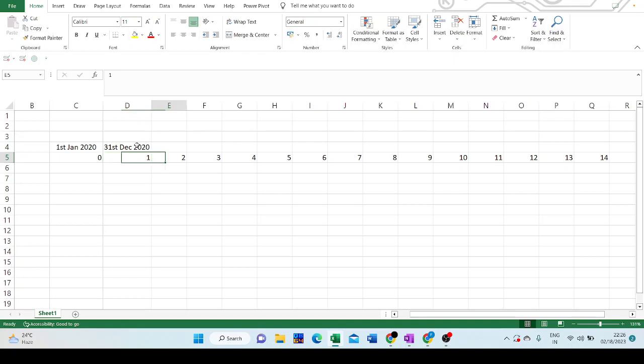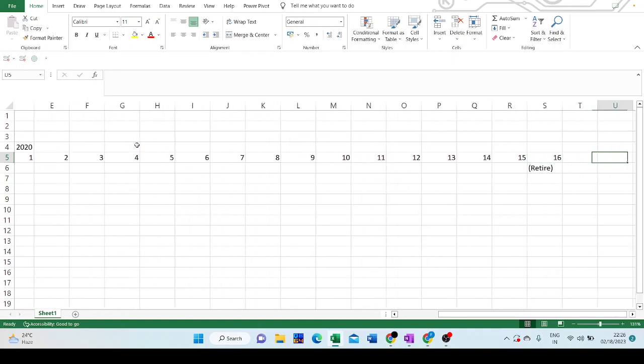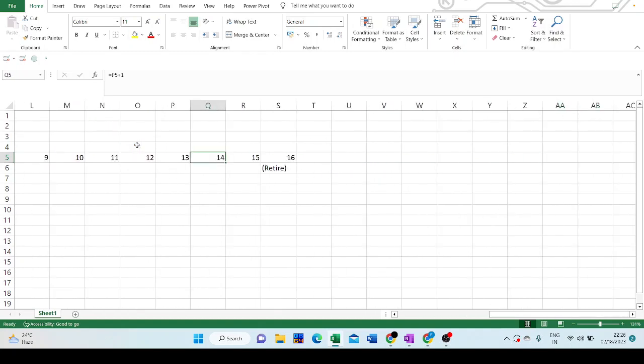And he will retire after working for 16 years and he is expected to live for 10 years after he retires, right? So the actuary says that he'll live for 10 years after he retires.